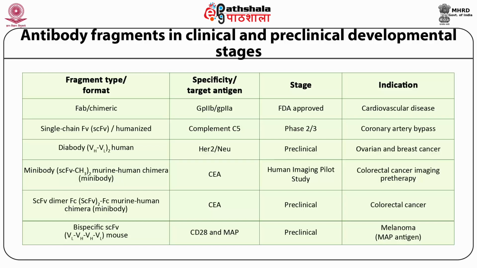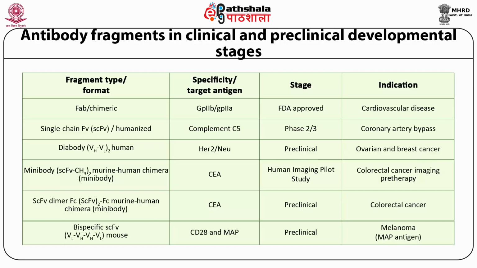Many antibody fragments which are engineered into multivalent molecules show increased avidity and slower dissociation rates. Here are some examples. For fragment type, as you see, Fab chimeric, the specific target is GP2B, and it is an FDA-approved fragment used in cardiovascular disease.